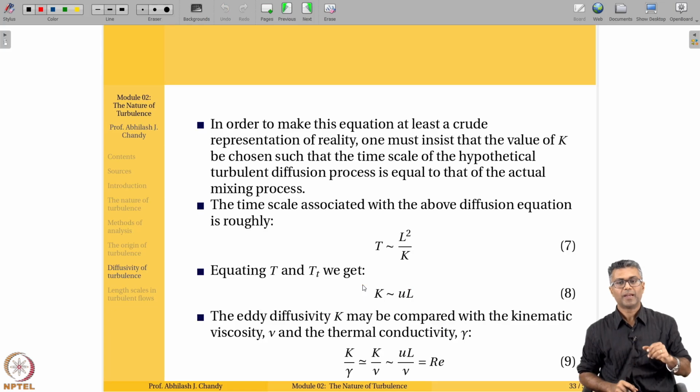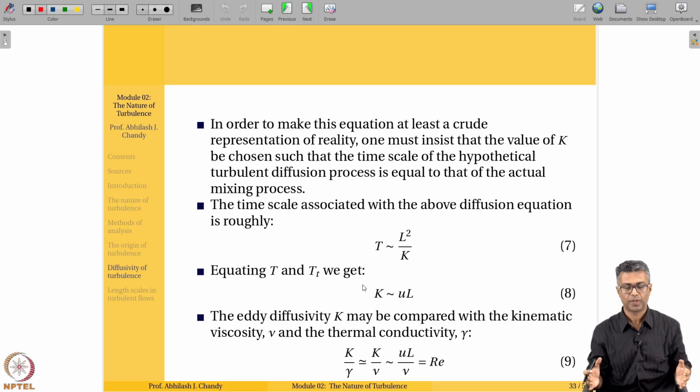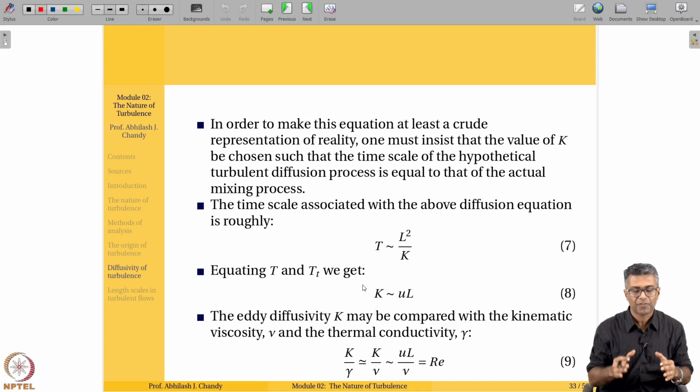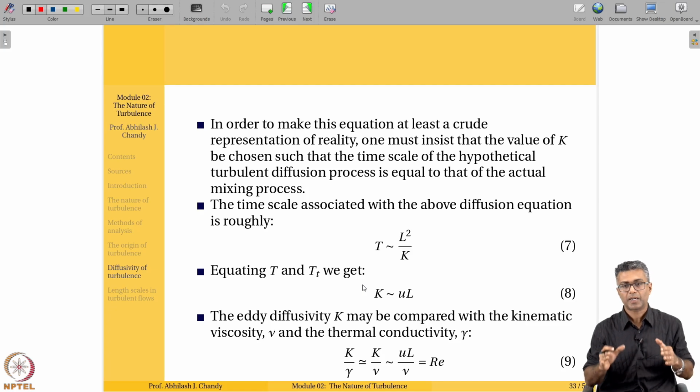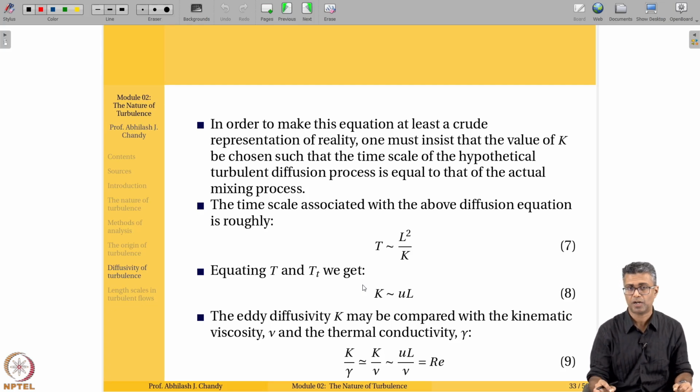So now, if this has to represent reality, what is reality? I have turbulent flow in a room, right? For it to even have a crude representation of the reality, I've already made a huge assumption. But let's say I want to use this equation to represent the turbulent flow in a room. Then you have to choose K such that it is realistic. Okay? So you have to choose the value of K such that the time scale of this hypothetical turbulent diffusion process. Why do I call it hypothetical turbulent diffusion?